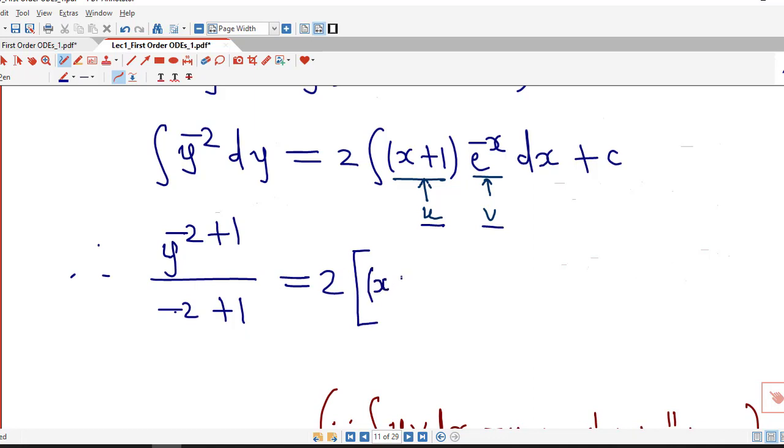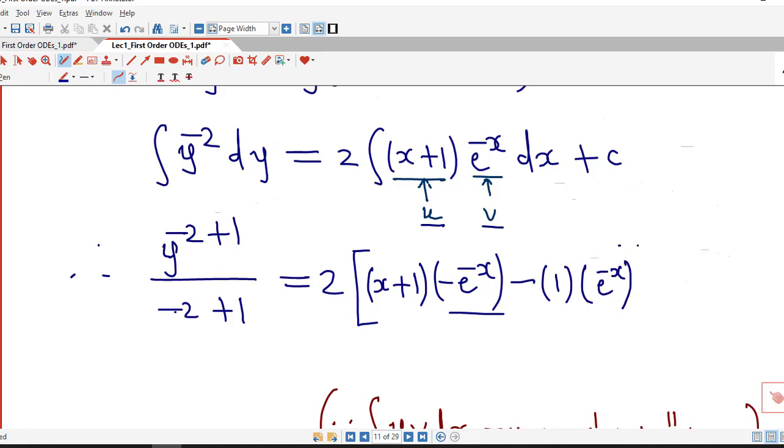So x plus 1 as it is, times the integration of e raised to minus x, which is minus e raised to minus x, minus the derivative of x plus 1, which is 1, times the integration of minus e raised to minus x, which is e raised to minus x. In the next step, the derivative of 1 will be 0. So we stop here, plus c.